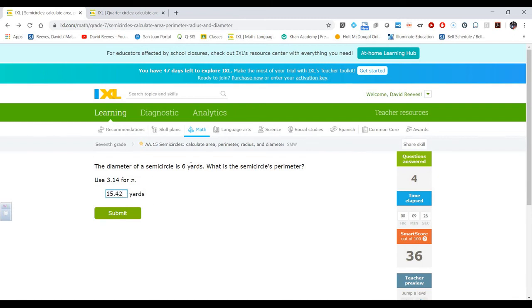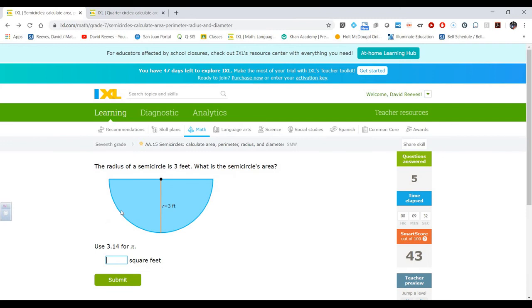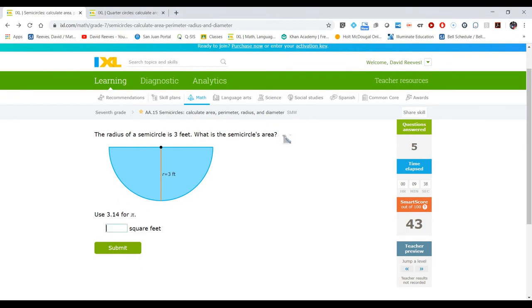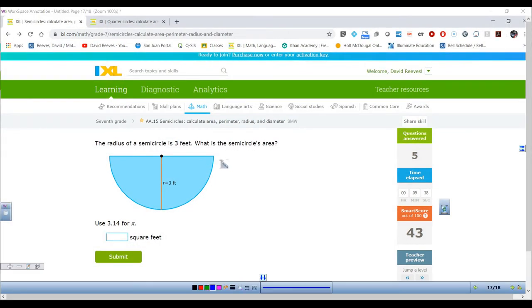15.42. By the way, it didn't tell us to round. If it had told us to round to the nearest tenth, that would be 15.4. All right, good. I am so excited because now we got to an area problem. Okay, so remember the area of an entire circle, right?